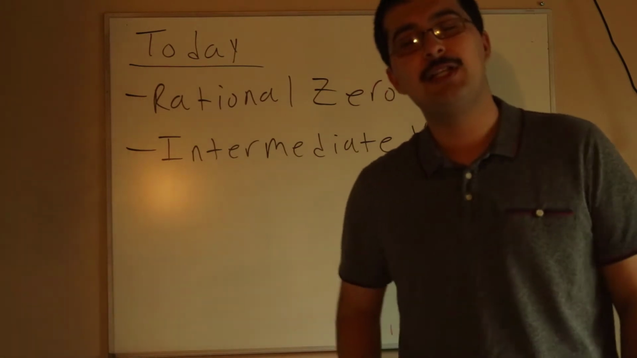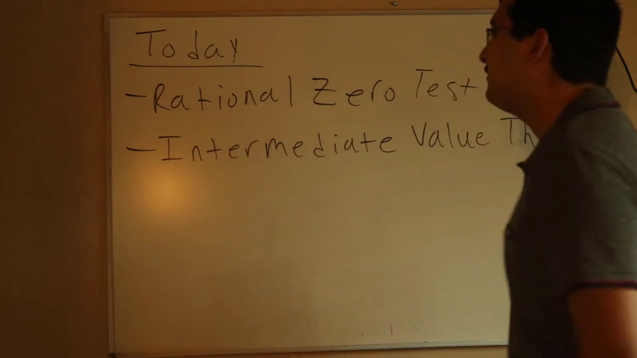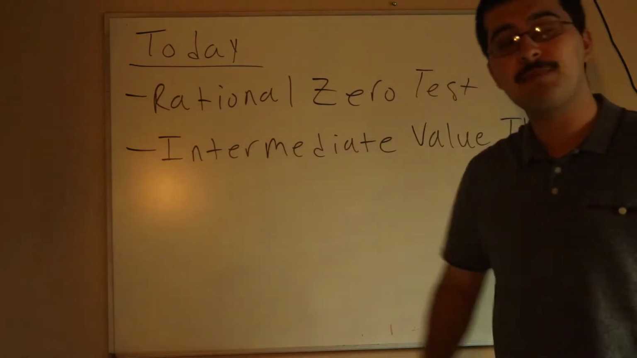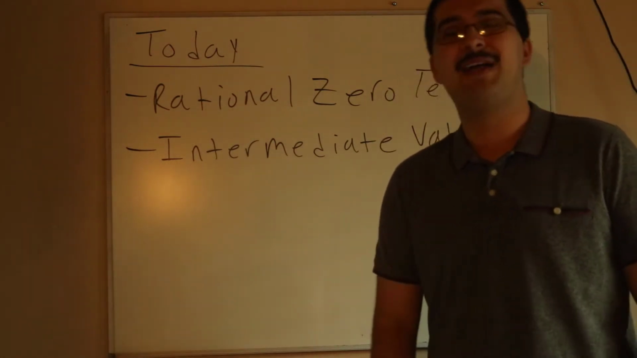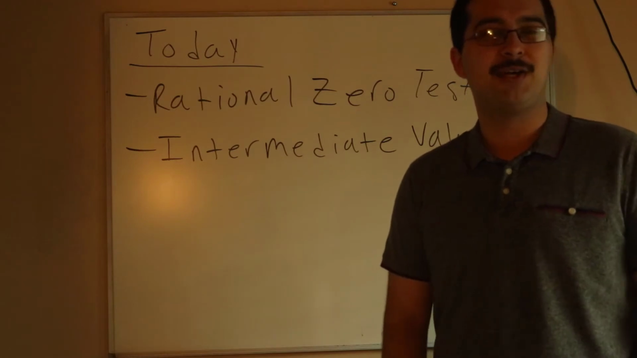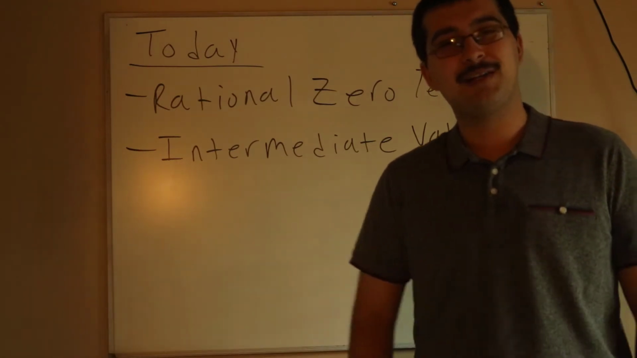So we're going to go ahead and continue on with our lectures, and today's video is going to be talking about two things: the rational zero test and the intermediate value theorem. Those are going to be our two topics of discussion today. So why don't we go ahead and get right on into it.